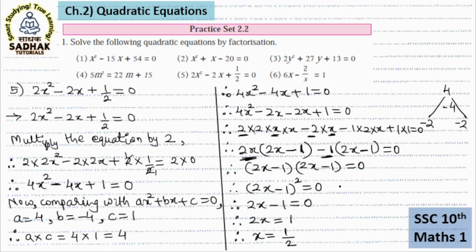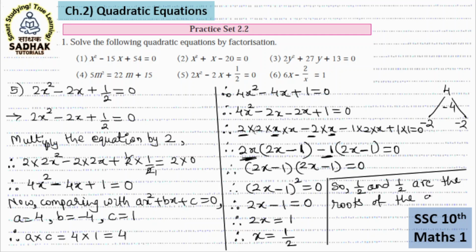Fine. So we write our answer as, 1 upon 2 and 1 upon 2 are the roots of the given quadratic equation, and here you can see that both the roots are same, the roots are equal. Okay, so that is the answer of the fifth question.